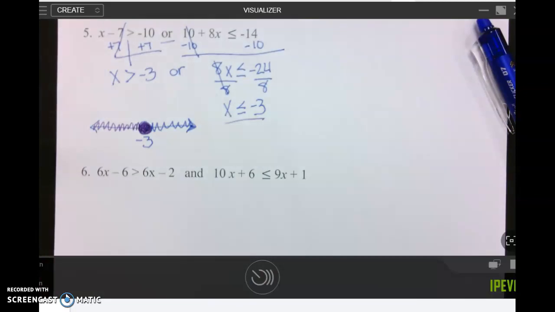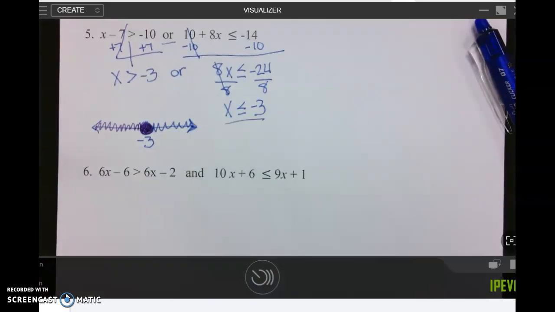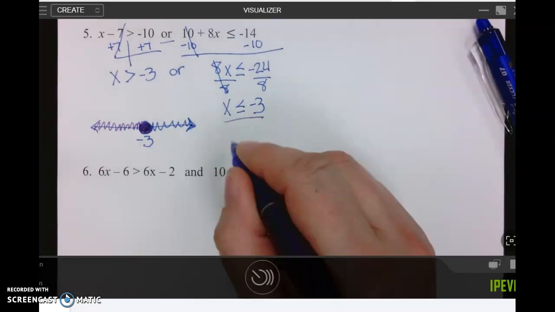And so you can see on the number line that everything is shaded. And so we have negative infinity to positive infinity as our solution because we are choosing everything that is shaded.